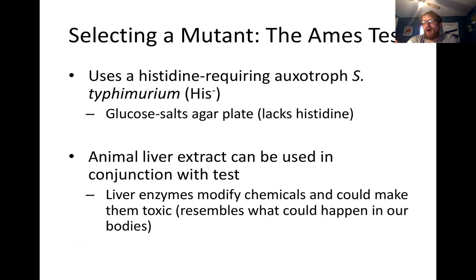And the liver, a lot of times, modifies these medications or these chemicals. And sometimes when it modifies medications or chemicals that were maybe not toxic before, after they pass through the liver, they could actually become toxic. And so when you are testing the ability of something to be a mutagen, sometimes it's nice to actually expose this suspected mutagen to enzymes that typically would be seen in the liver to see if it actually makes it toxic.